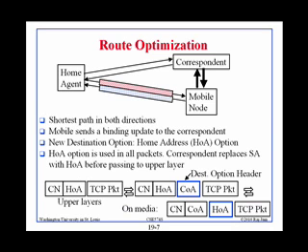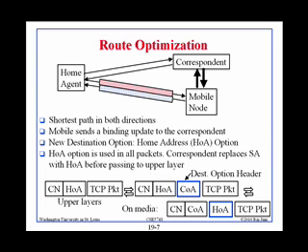The second thing is route optimization. Previously we used to go back, so the correspondent will always send the packet to the home agent. Home agent will always re-encapsulate the packet and send it to the mobile. Mobile will send a double encapsulated packet to the home agent. Home agent will take out the encapsulation and send it to the correspondent. That is how it was in IPv4.